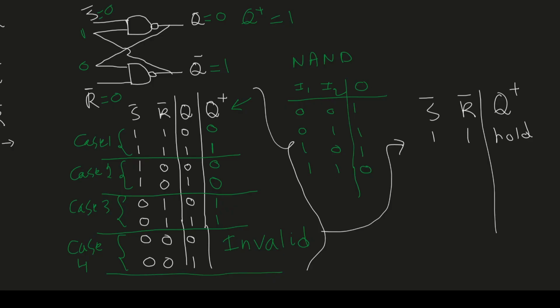From case 2, we had S bar is 1 and R bar is 0. If we look here, the next state will be 0, no matter the current state of the system, whether it's 0 or 1. So in here we get 0. From case 3, we have S bar is 0 and R bar is 1. And also if we look at the next state, it's 1 whether the current state is 0 or the current state is 1. So from here we get 1. And then lastly, when S bar is 0 and R bar is 0, this is not allowed or invalid. So this is all about the SR latch using NAND gates.